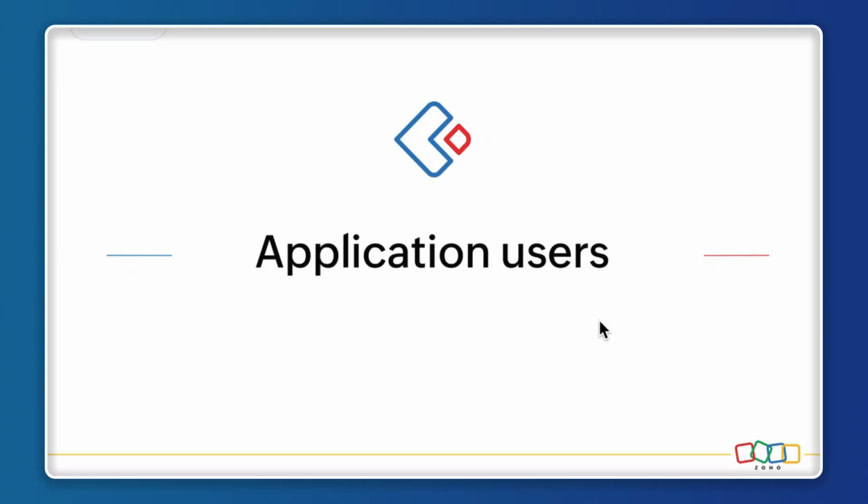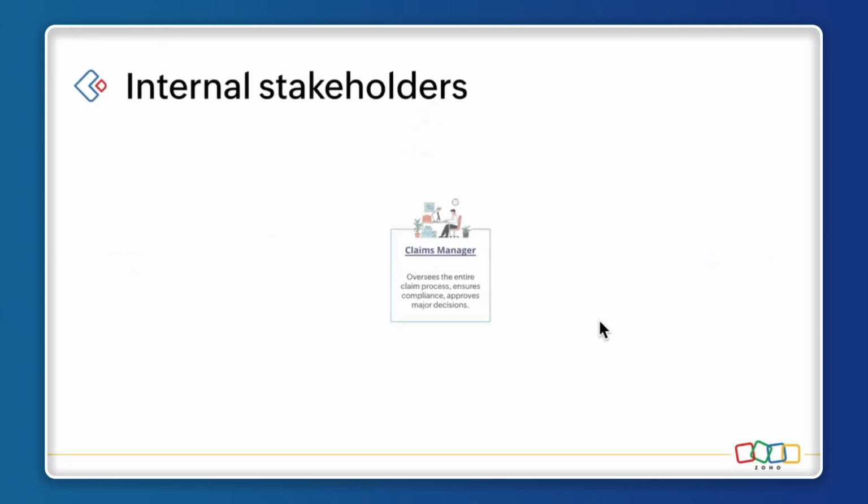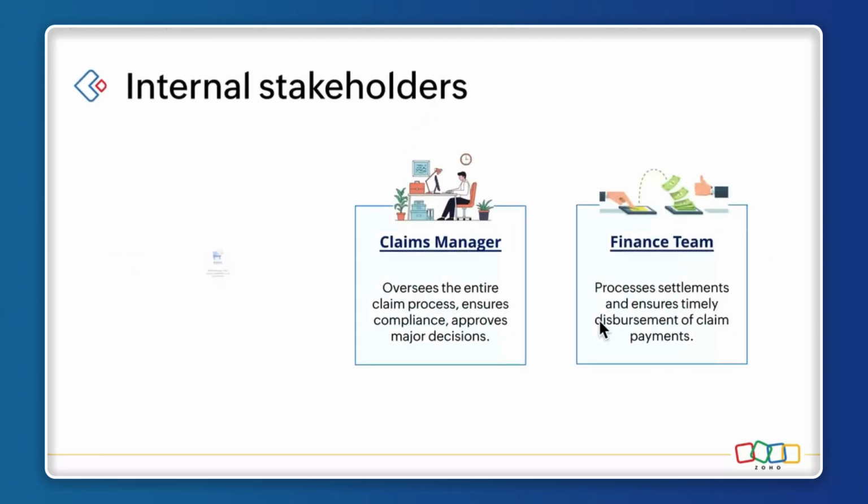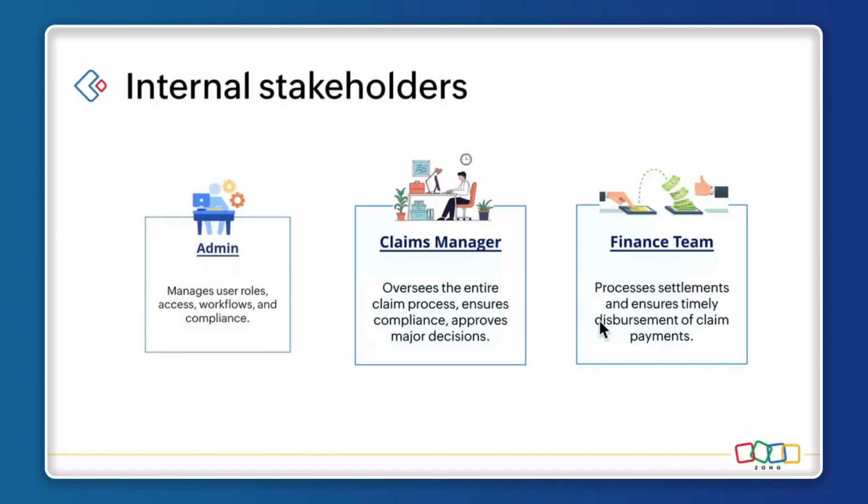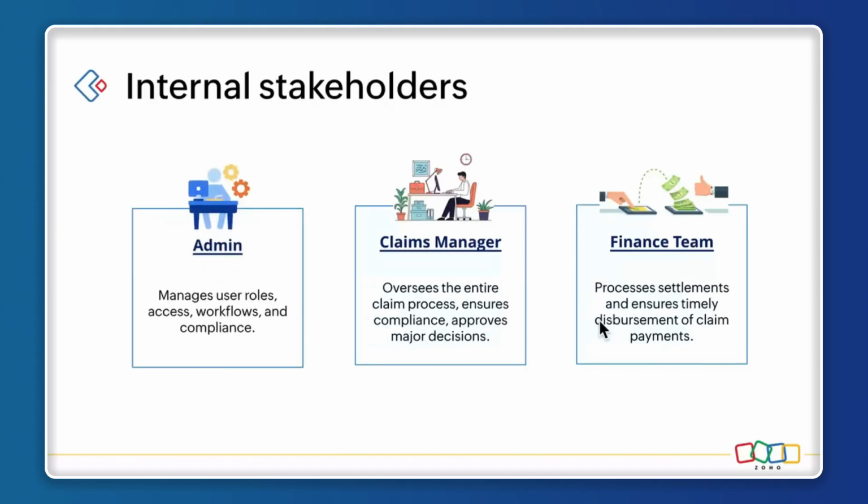In our application, the internal stakeholders are the claim manager, finance team, and the admin. Admin is the main person who will be giving access to all other stakeholders, and he will be managing all the workflows and automations that are written in our application. Next comes the claim manager. He is responsible for processing the claim that has been submitted, from process validation, document verification, providing the compliance, and making the major decisions for that particular claim.